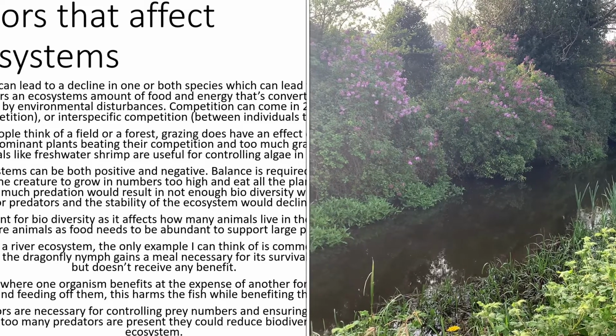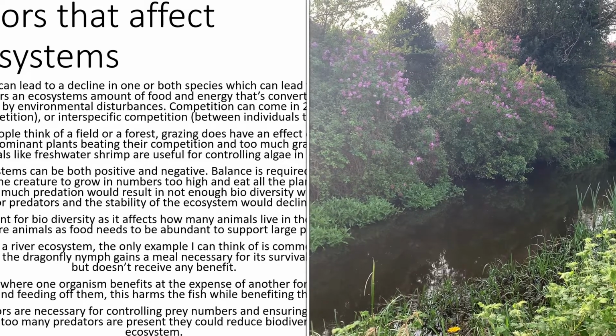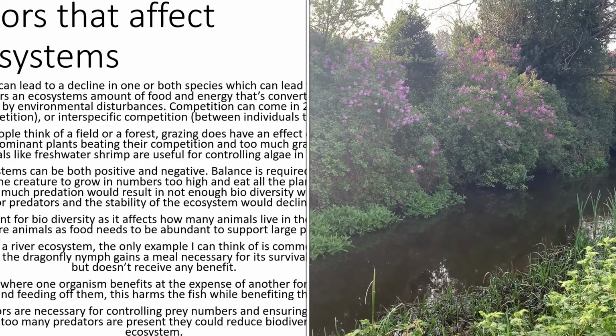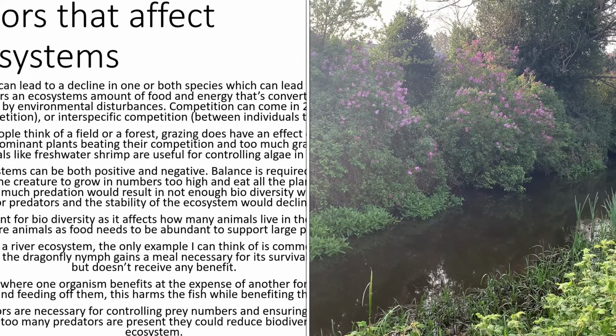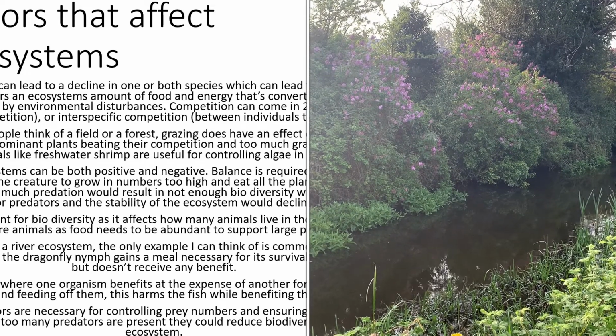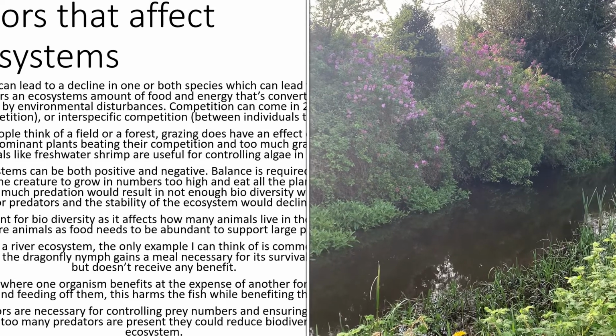Symbiotic relationships in a river ecosystem. The only example I can think of is commensalism, when a dragonfly nymph uses plants to hunt. The dragonfly nymph gains a meal necessary for its survival, and the plant isn't harmed but doesn't receive any benefit.